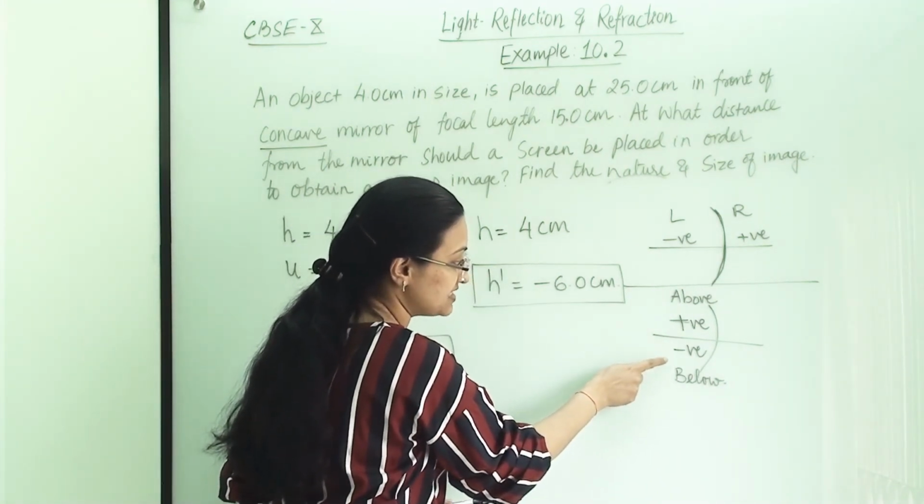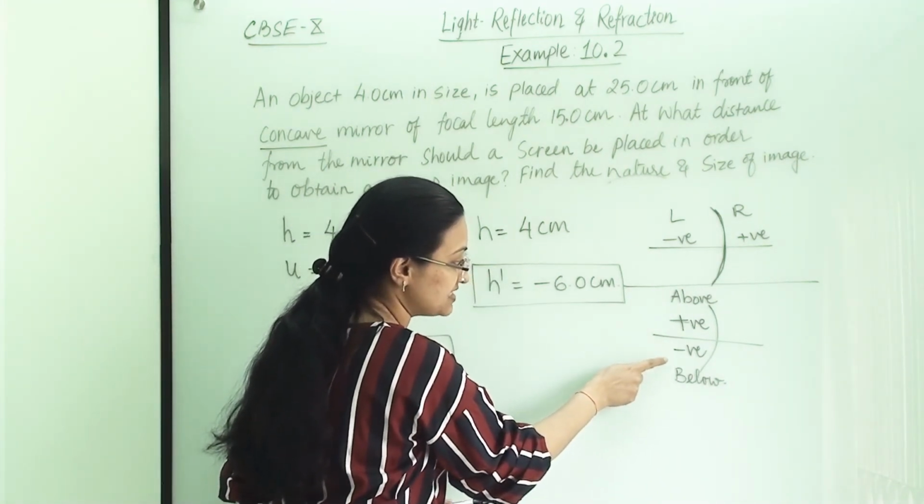That's why this negative sign is there. The negative sign suggests that it is towards the front of the mirror or towards the left side of the mirror. Now, the next question is to find the nature and size of the image.